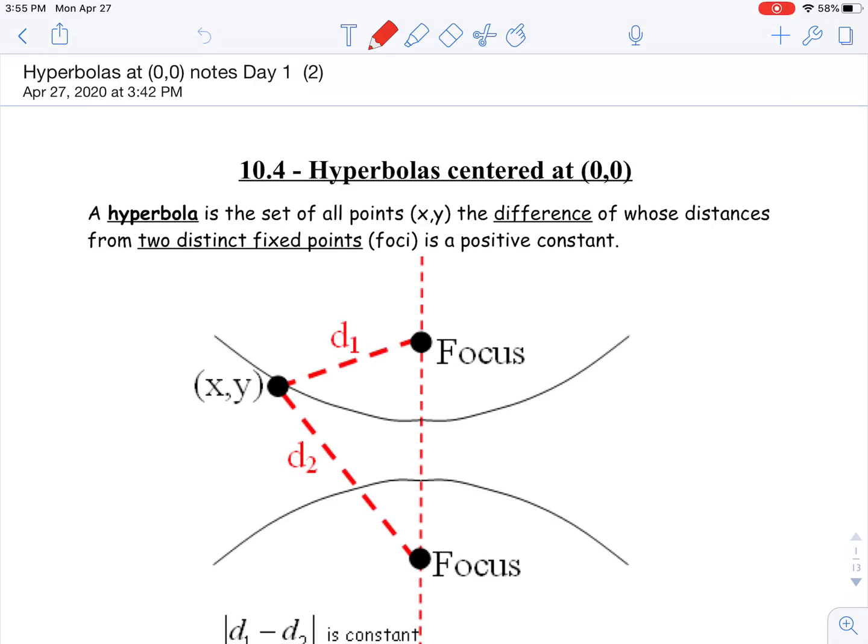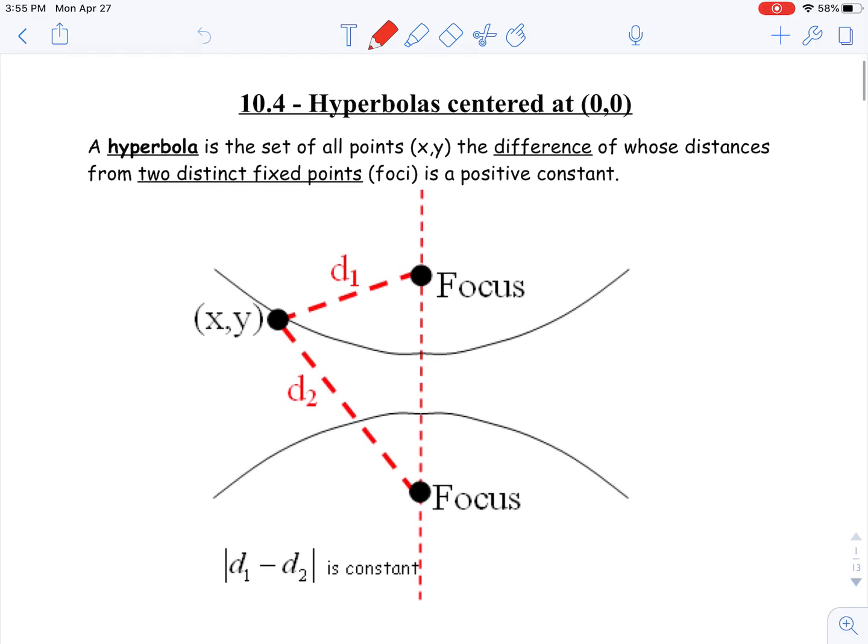Welcome back, class. Welcome to our third and final conic section. Today and the rest of this week, I want to talk about hyperbolas. And just like we've done with parabolas and ellipses, we will start with hyperbolas that are centered at the origin, and then later on in the week, we will start shifting these around a little bit.